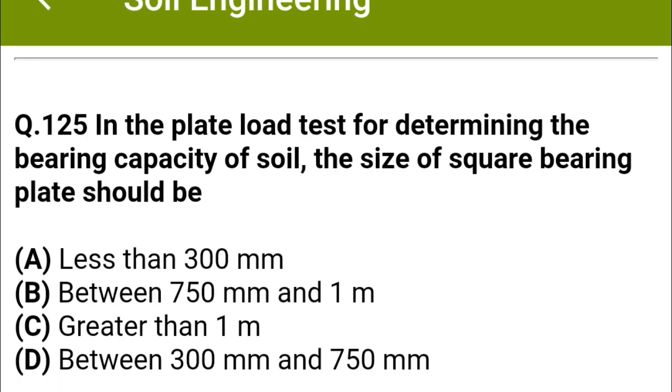In the plate load test for determining the bearing capacity of soil, the size of square bearing plates should be option A, less than 300 mm, option B, between 750 mm and 1 m, option C, greater than 1 m, option D, between 300 mm and 750 mm. The correct answer is option D, between 300 mm and 750 mm.